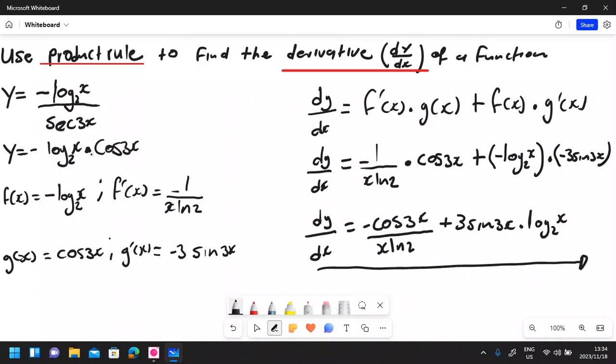Remember, guys, you can solve this problem without using the product rule, but if you are instructed to use the product rule, you have to simplify it in this manner.